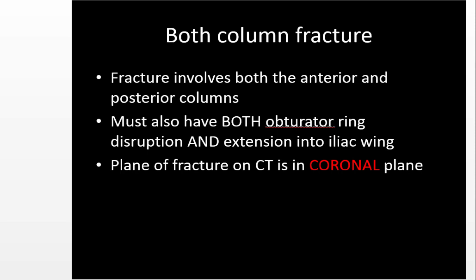A both column type fracture, by definition, is going to involve the anterior and the posterior column, but so do 3 other fractures. So that's not the only thing you can use to get to a both column type fracture. Again, it's going to disrupt the obturator ring, and it's going to extend to the iliac wing based on our algorithm. A key feature seen only in both column type fractures is that the fracture plane at the level of the acetabular roof is in the coronal plane. I'm going to show you what that looks like.